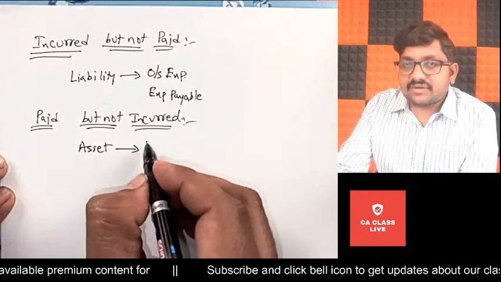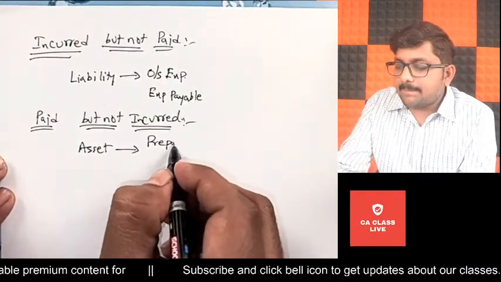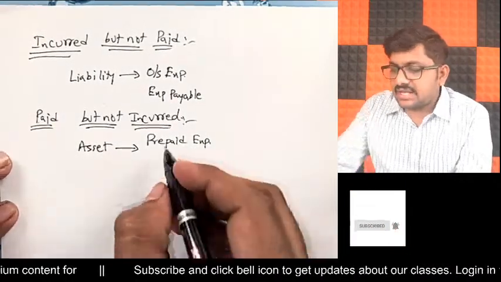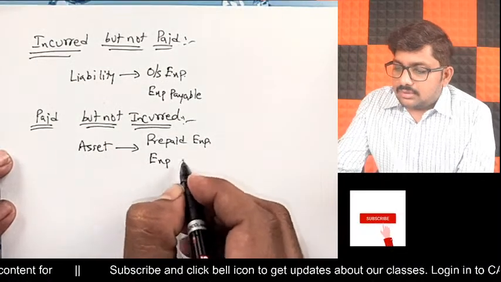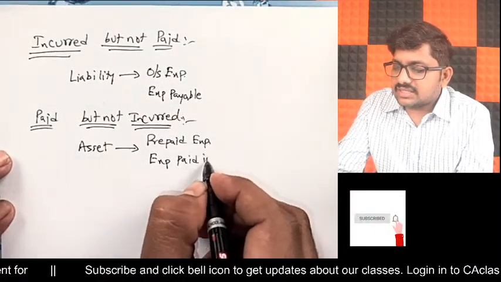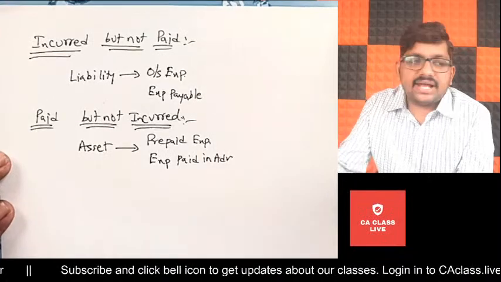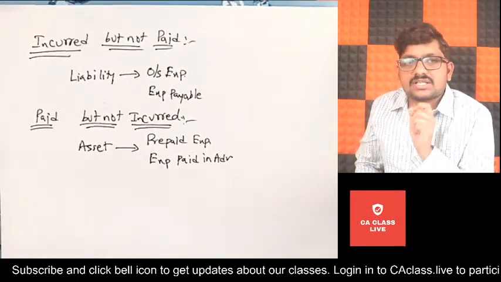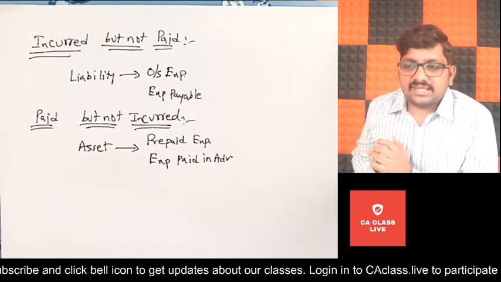And what is the name of the asset that we have discussed? It is prepaid expense. A prepaid expense or expense paid in advance. You can call it by any name. Either you can call it outstanding prepaid expense or expense paid in advance. It can be anything. Understand?